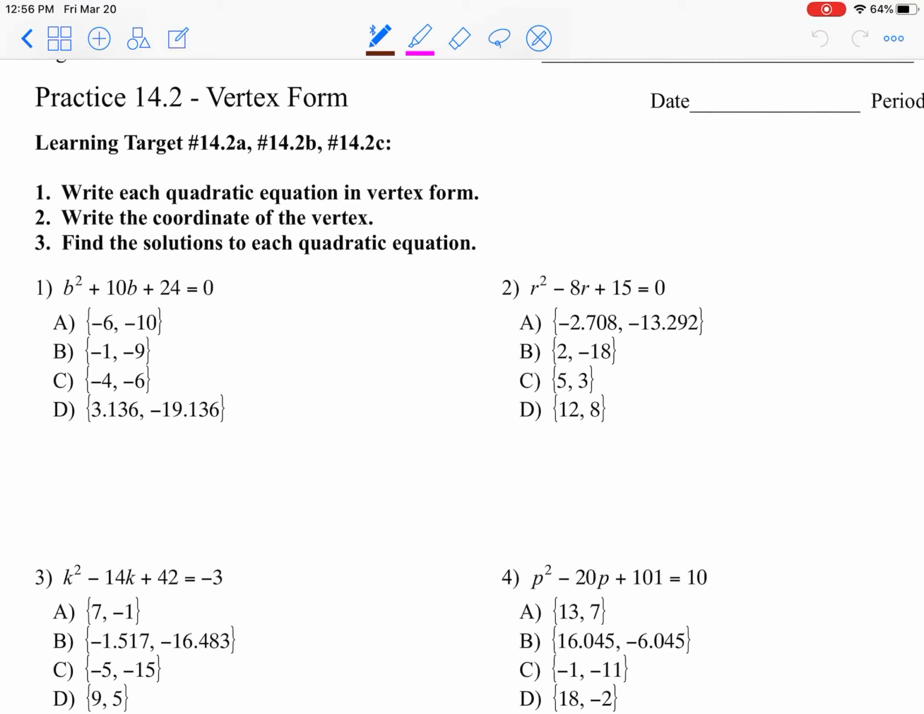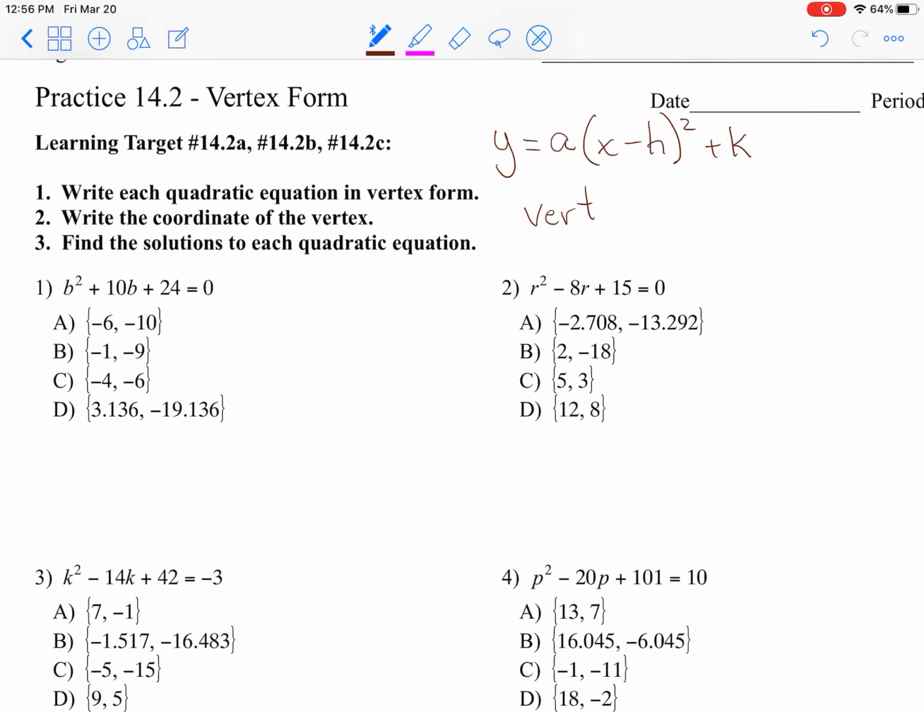And just a reminder, Vertex form looks like y equals a, which is our coefficient of our square term, parentheses x minus h, that whole thing squared, plus k.